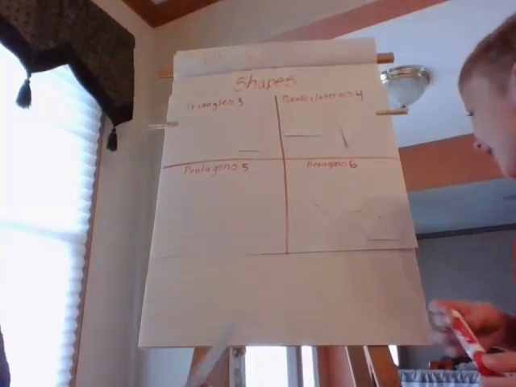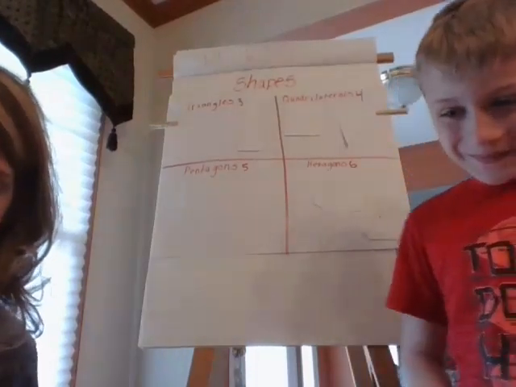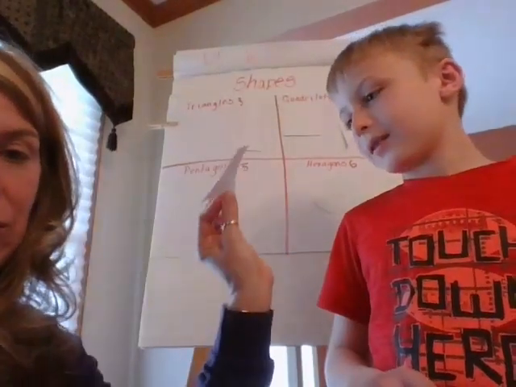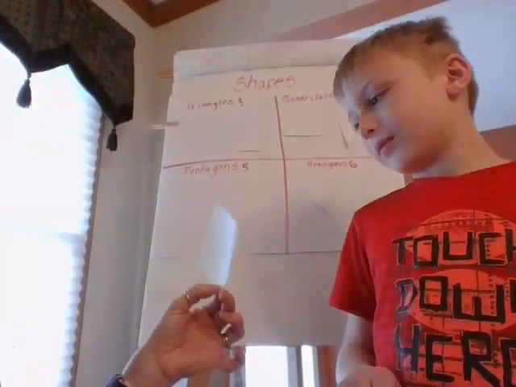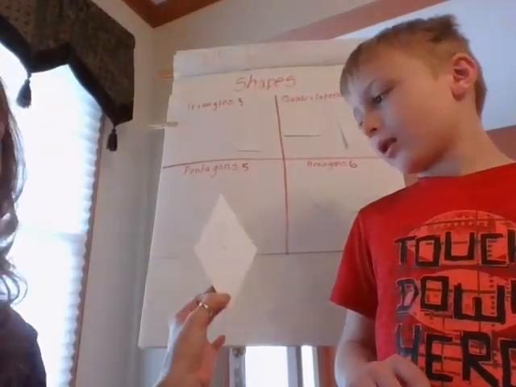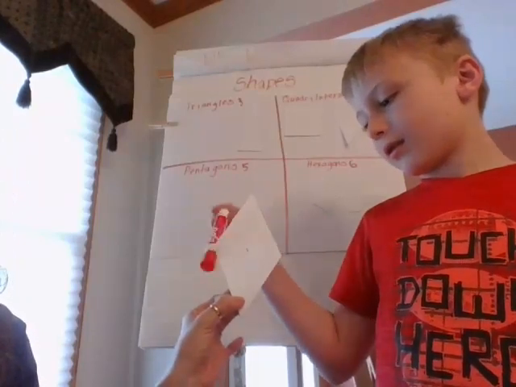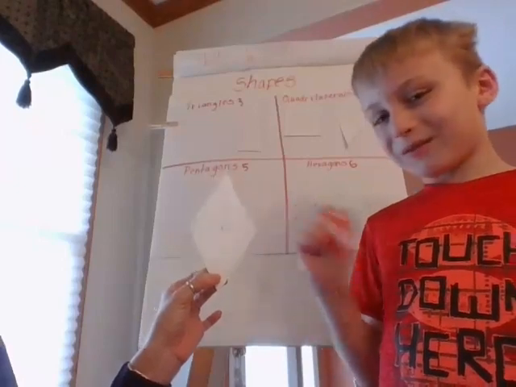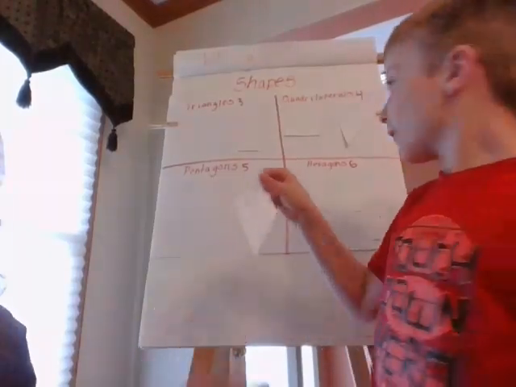That's all right. The next shape we have is a rhombus. Also looks like a diamond. Rhombus. How many sides? 4. How many vertices? 4. How many angles? Where's it go? Yep. Quads.